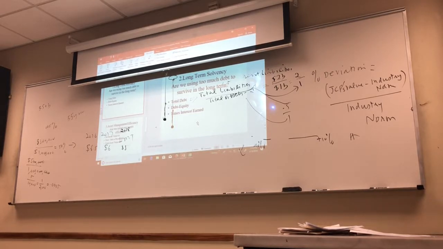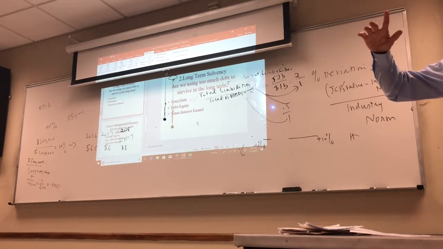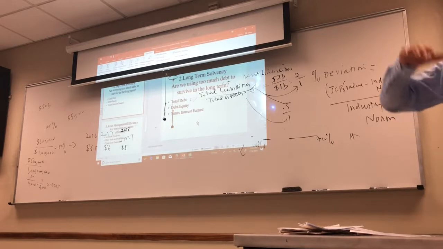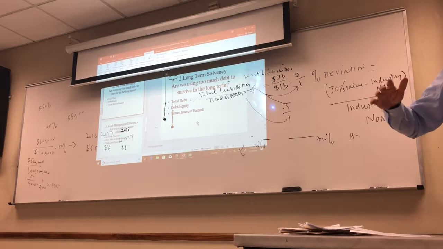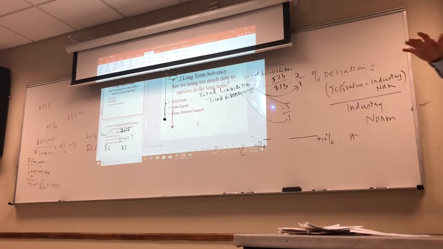So here is a warning to you. Don't always assume the higher a ratio value, the better the firm performance. No. In some cases, the higher, the better. In some cases, the lower. In this case, the lower this ratio value, the better the firm performance.